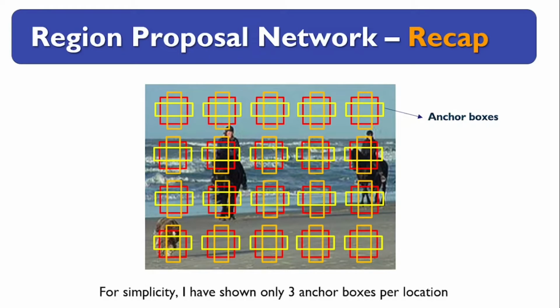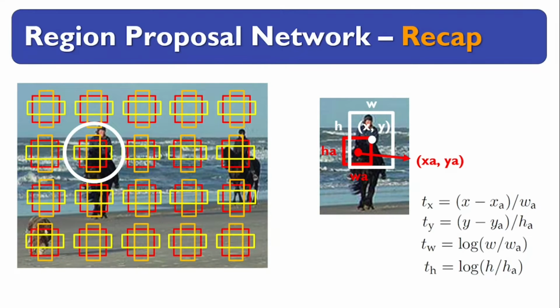Now the task of the region proposal network is to predict offsets with respect to each anchor box and also predict the objectness score. As an example, I had shown that to obtain the white box shown here as the output region proposal, the region proposal network predicts offsets to the red anchor box as shown here. Having predicted these values, we can then obtain the XYWH of the region proposal.